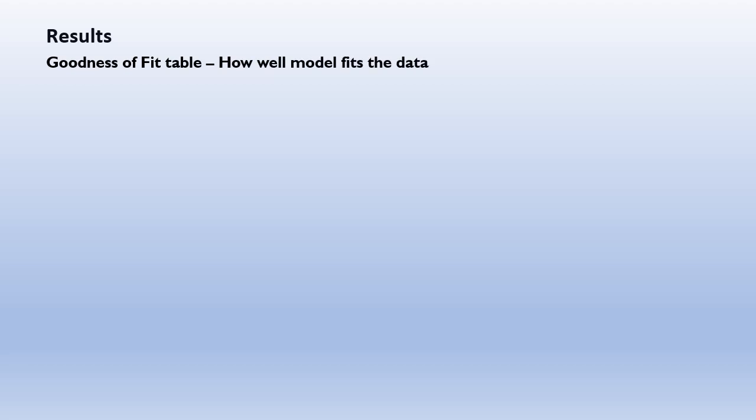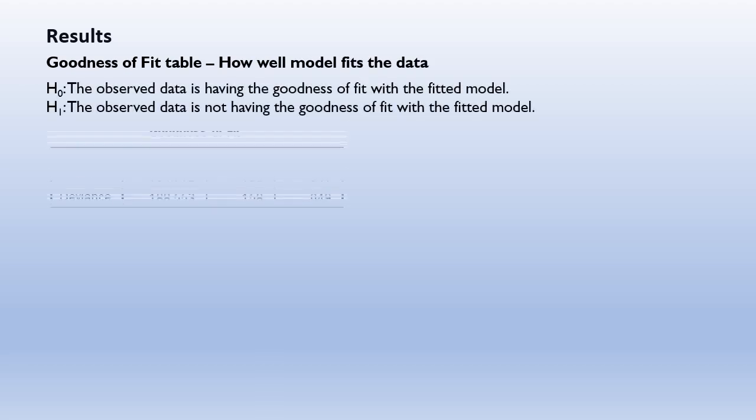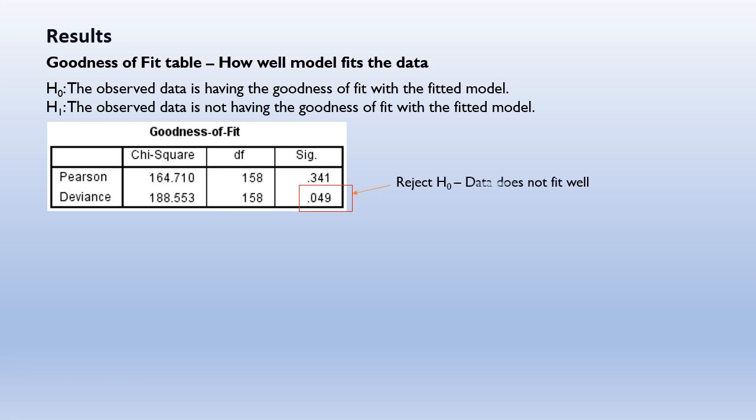Let's move on to the results part of the example. The first table of the slide is the goodness of fit table, which indicates how well the model fits the data. Since the p-value is less than 0.05, we reject the null hypothesis, which indicates the observed data does not have a good fit with the fitted model.